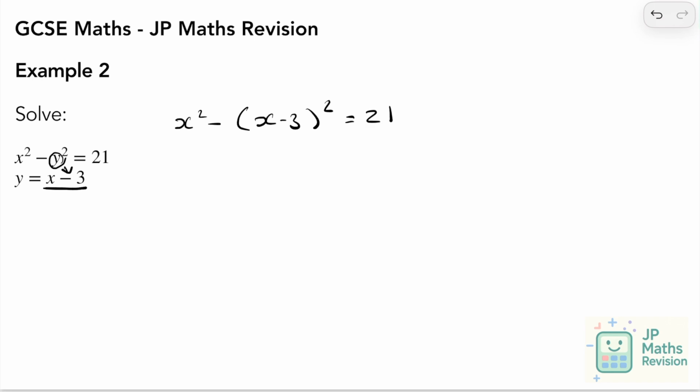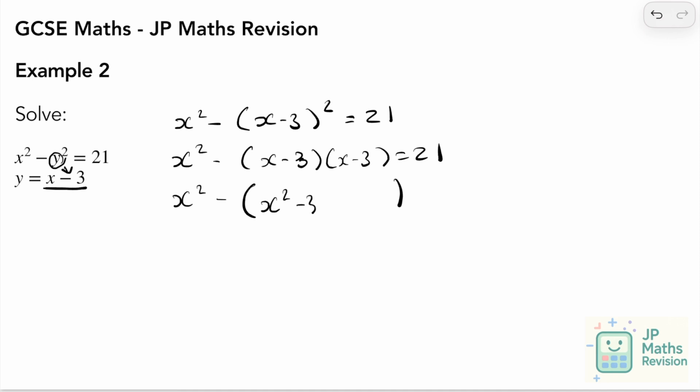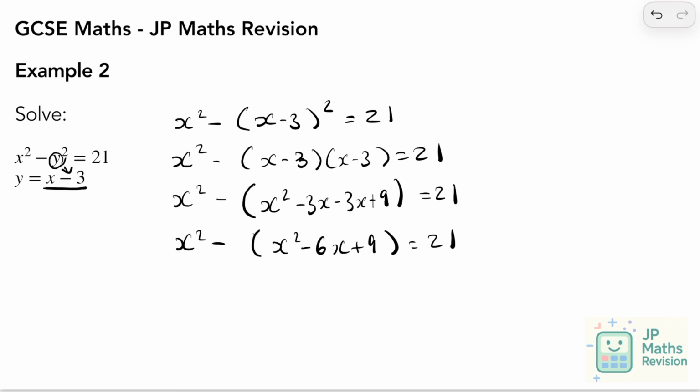And that equals 21. Expanding the bracket, I have x squared minus (x minus 3)(x minus 3) equals 21. Now I'm going to expand the bracket. I'm going to put this in brackets though, just again, because of the minus sign we need to be careful about. So if I expand the brackets, we have x squared minus (x squared minus 3x plus 9)... simplifying that, we have x squared minus 6x plus 9 equals 21.